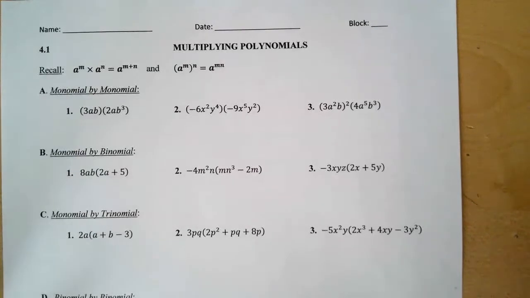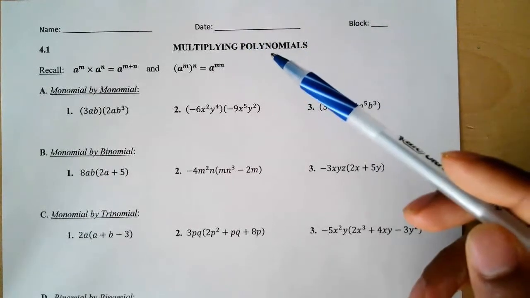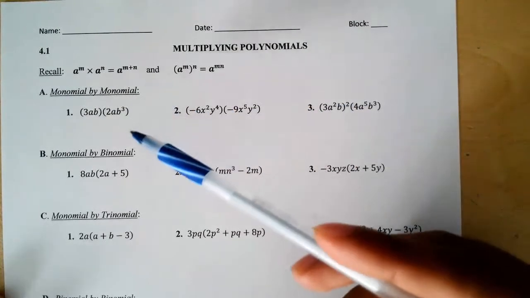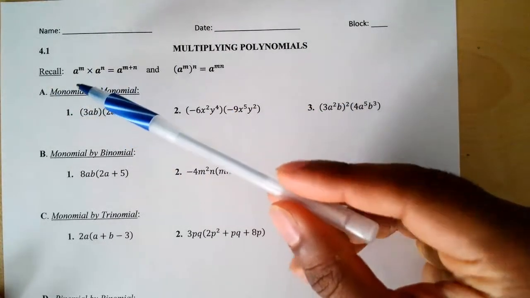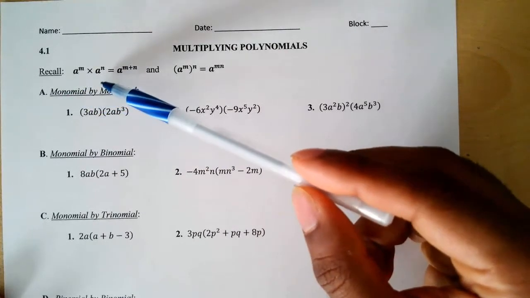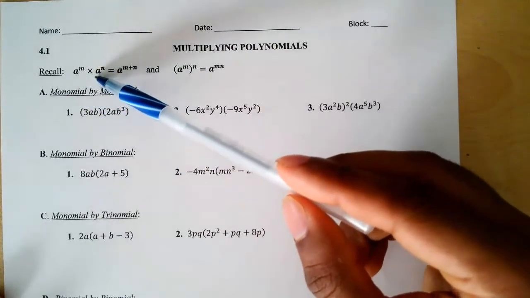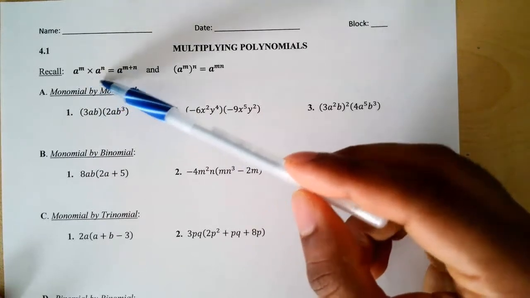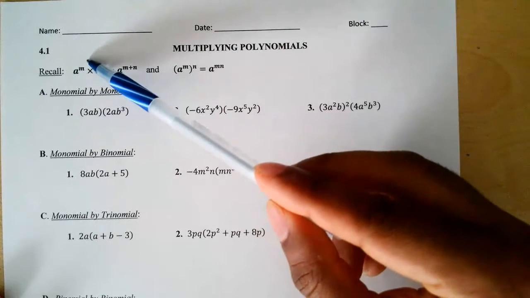All right, section 4.1, multiplying polynomials. So this shouldn't be too difficult. Before we start, just a review of exponent rules. When you're multiplying bases of the same base, you just add their exponents, right? So n plus n in this case, adding the exponents there.